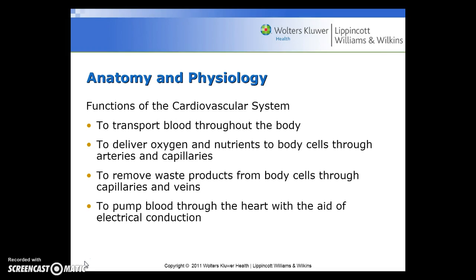So a little bit about anatomy and physiology of the cardiovascular system. The functions of this system are to transport blood throughout the body, to deliver oxygen and nutrients to body cells through arteries and capillaries, to remove waste products from body cells through capillaries and veins, and to pump blood through the heart with the aid of electrical conduction.